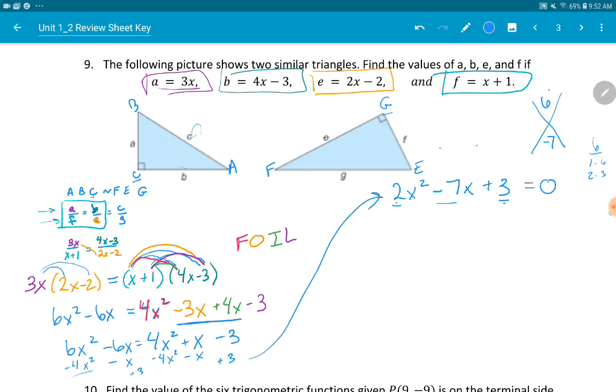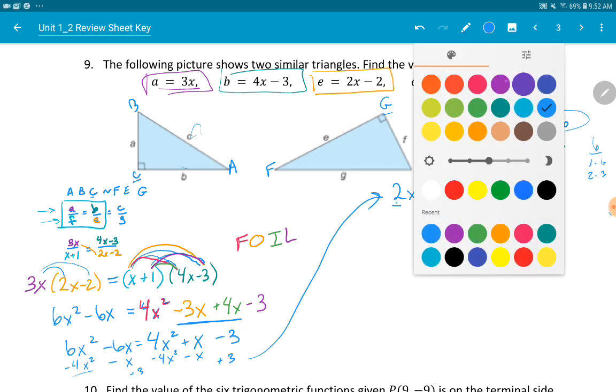So 2 and 3, if I add those together, I don't get negative 7. But 1 and 6 work as long as I make them both a negative. If I multiply a negative 6 and negative 1, I get positive 6. If I add them together, I get a negative 7. So 1 and 6 is our magic numbers.